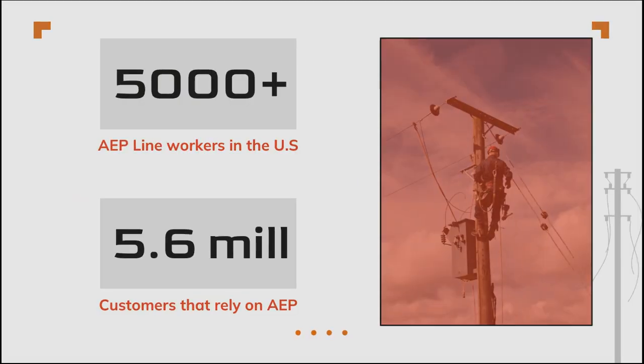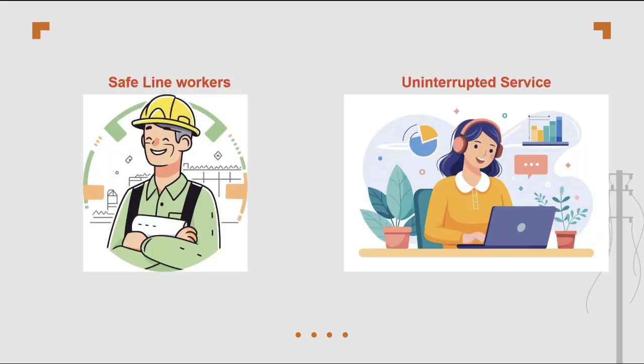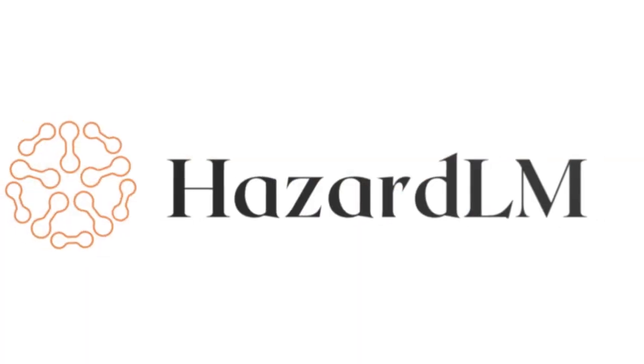Currently, there's over 5,000 AEP line workers in the US and over 5.6 million customers that rely on AEP in the United States. Addressing the safety concerns that field and line workers at AEP face is not only essential for the workers' well-being, but is also necessary to ensure uninterrupted service for those 5.6 million customers. And so, we took on AEP's challenge to create the most accurate AI risk analysis model possible, Hazard LM.